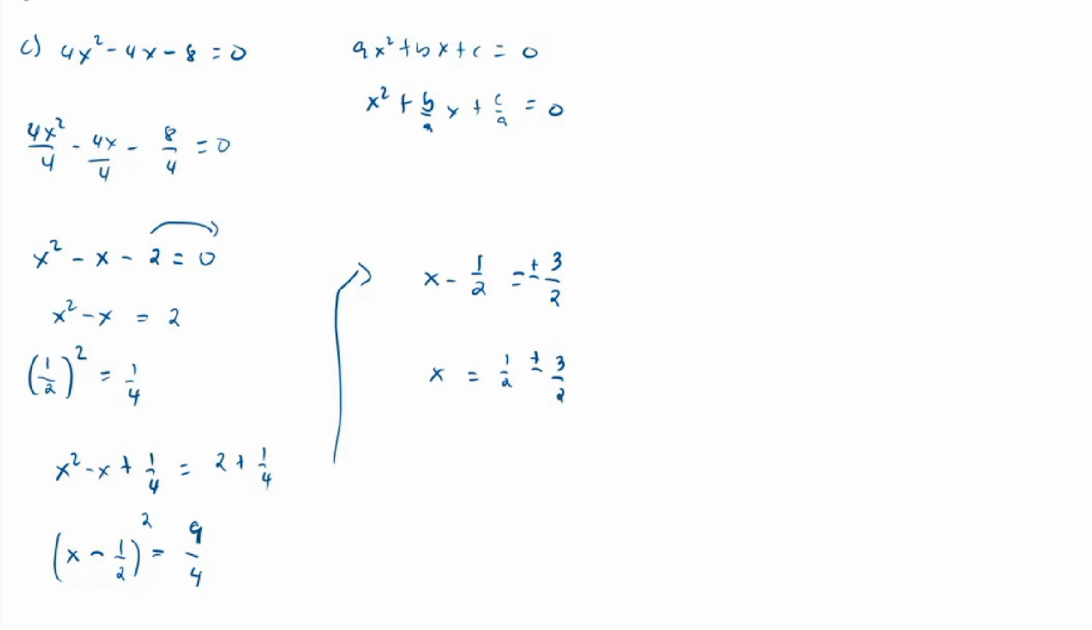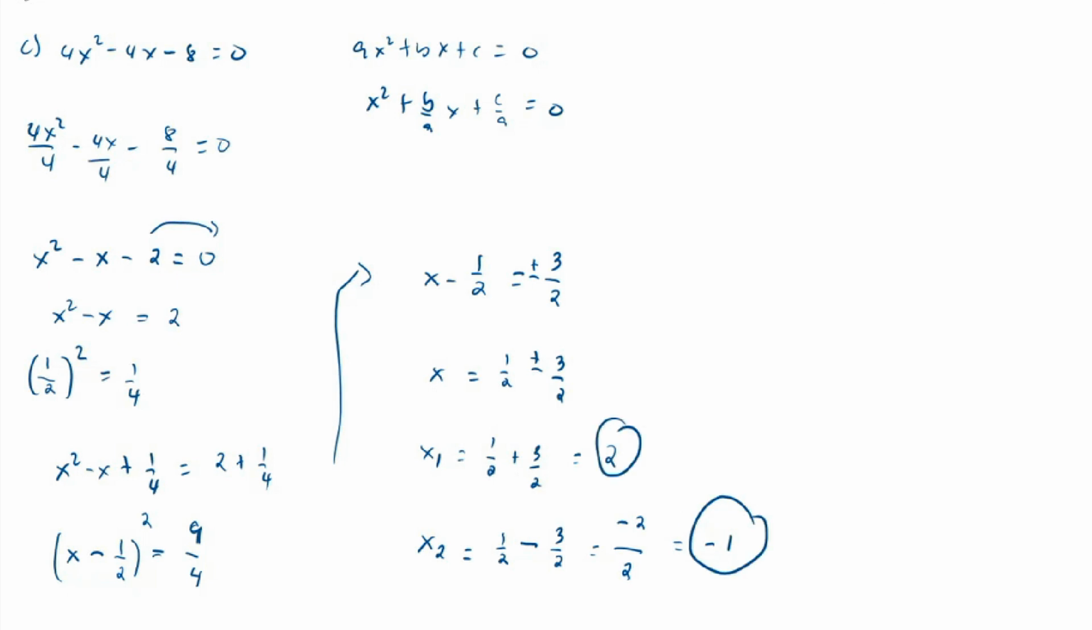So simplifying this further, I will write here x sub 1. I will use first 1/2 plus 3/2. Since this is a similar fraction, add the numerators. So 1 plus 3 is 4 over 2, which means 2. And for x sub 2, we have positive 1/2 minus 3/2. Similar fraction, so the denominator is 2. So 1 minus 3 is negative 2, divided by 2, so we have negative 1. So the possible values are 2 and negative 1.